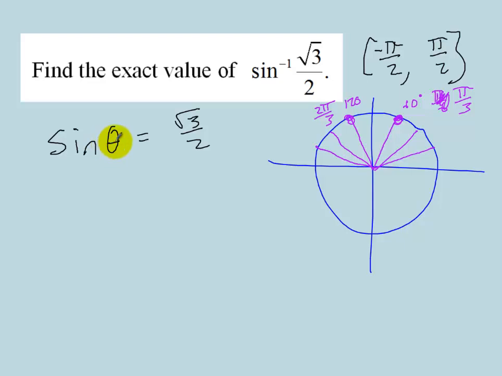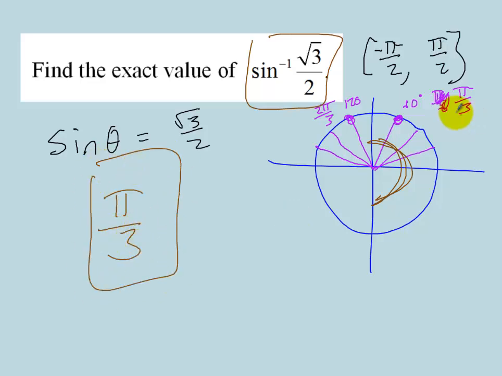So we have two possible values for that theta, but since we have to be between this domain, that only covers these two quadrants in the unit circle, quadrants 1 and 4. So the exact value for this inverse sine has to be π/3. That's what I'm looking for. Not 2π/3, π/3. So that's how you do that. You have to remember the domain.